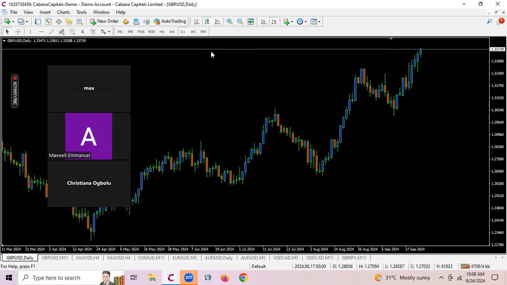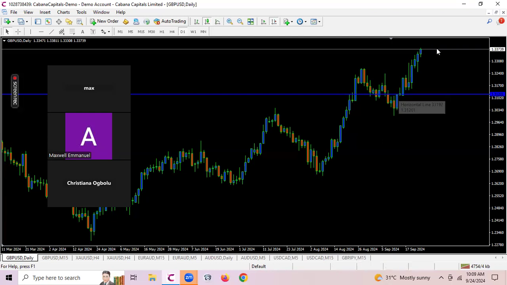As you can see on the daily time frame, this would have been the best price to buy GU. This would have been the best price because we had an engulfing pattern. We had a spinning bottom here. Also, this is a spinning bottom, and the next candle closed bullish. So this would have been the best price to buy GBP.